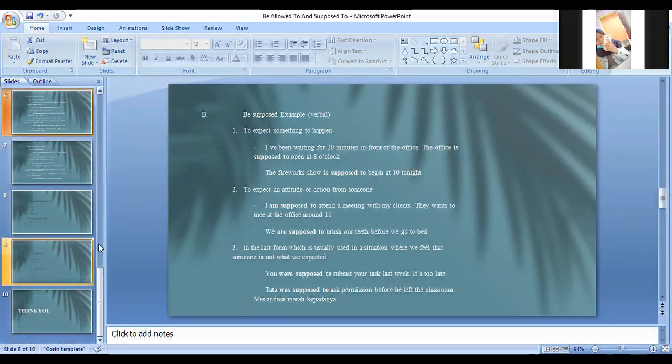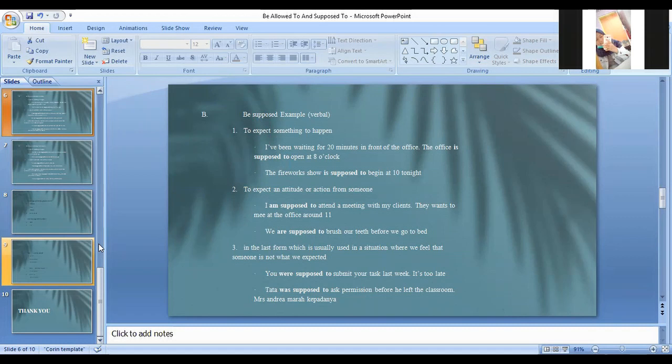Be supposed example, verbal. To expect something to happen. I've been waiting for 2 minutes in front of the office. The office is supposed to open at 9 o'clock. The fireworks show is supposed to begin at 9.